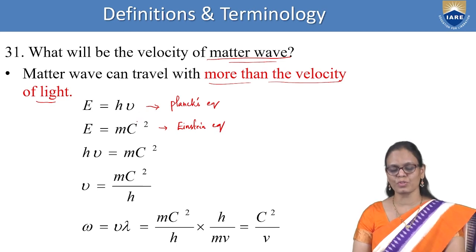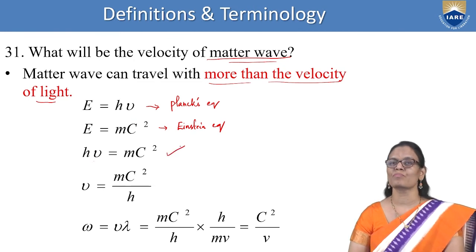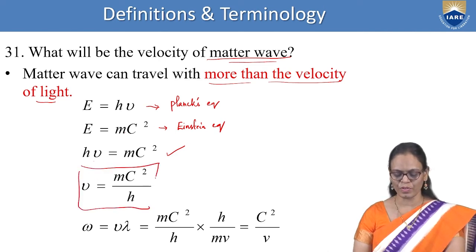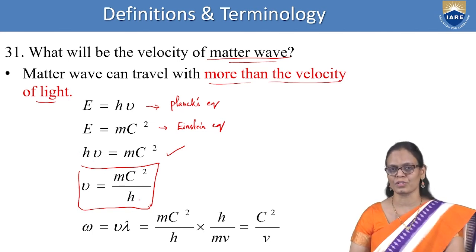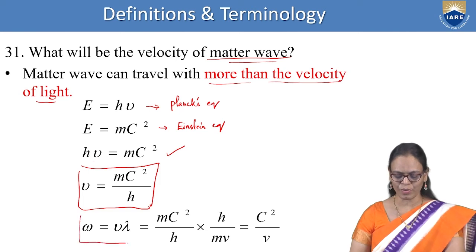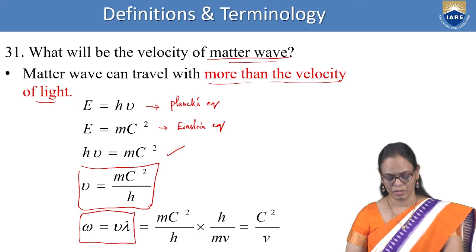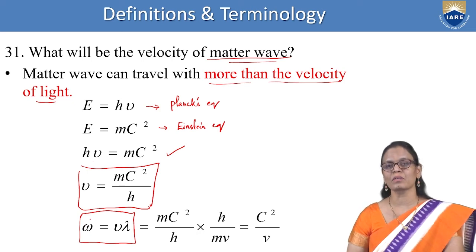Now when we equate the two, the left hand side is the same, so the right hand side has to be the same. So h nu should be equal to mc square. Now I write the formula for nu: nu will be equal to mc square upon h. I just bring the h here. So nu is mc square upon h. Now I try to define the wave frequency, the angular frequency.